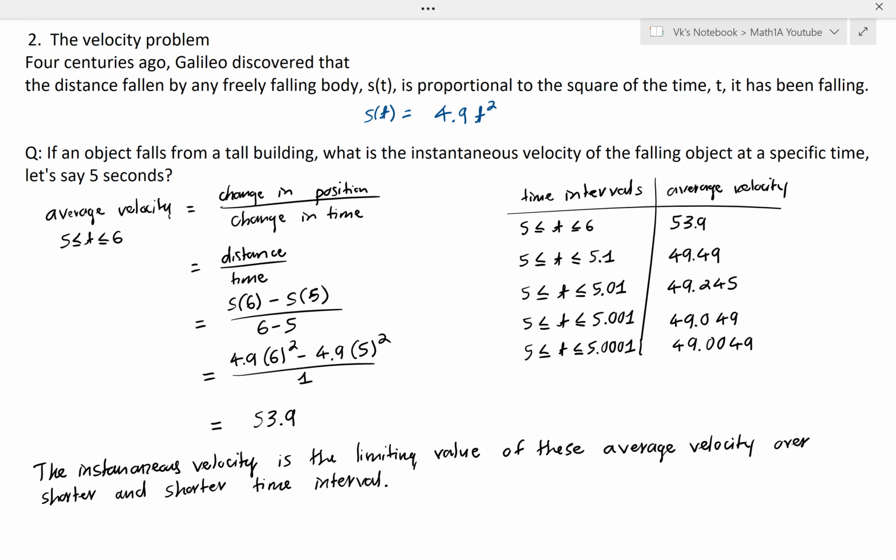So far, we have learned that limit comes from the tangent problem and the velocity problem.